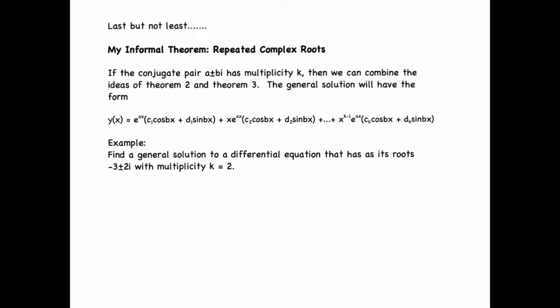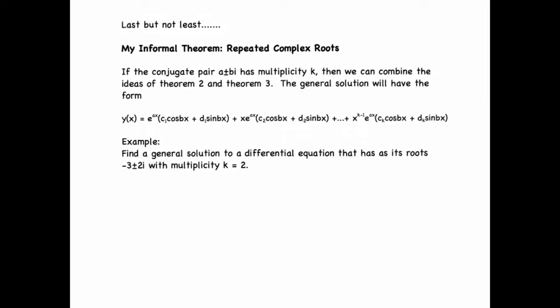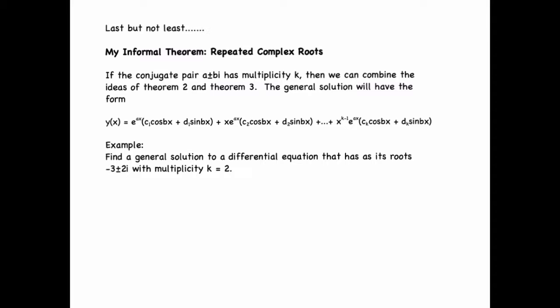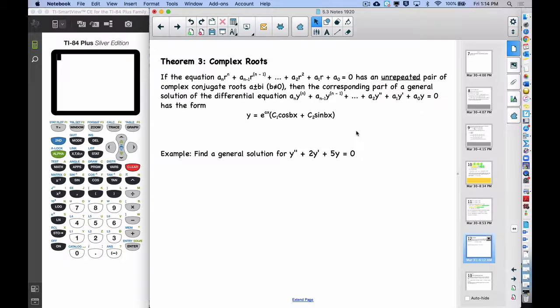So we're going to bypass setting up the whole problem from scratch. Let's just say we have -3 plus or minus 2i as our roots, and they have multiplicity 2. So when we write this general solution out, you would still have e to the -3x for your real part. Then it would be c1 cosine of 2x plus c2 sine of 2x plus.